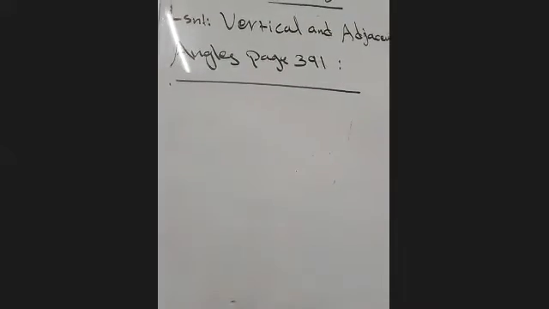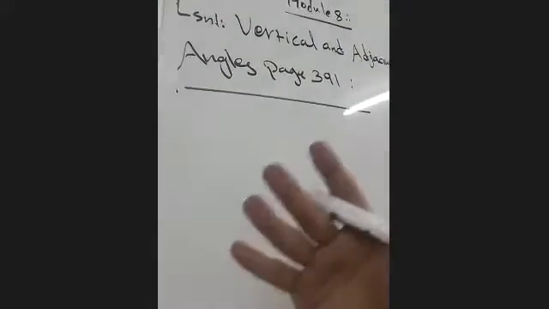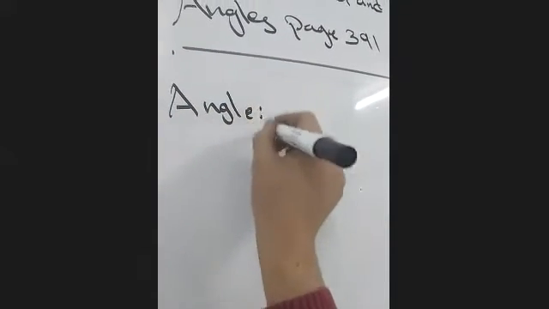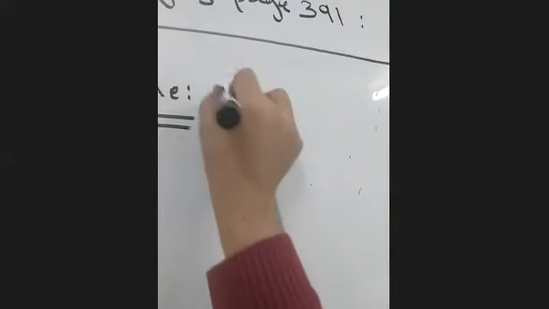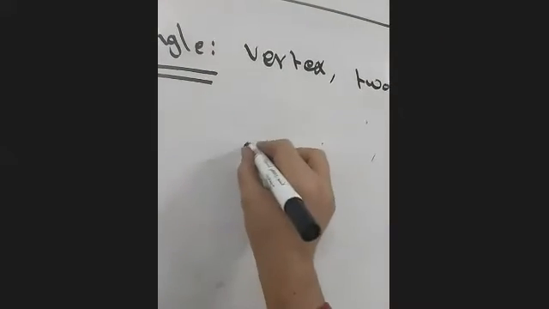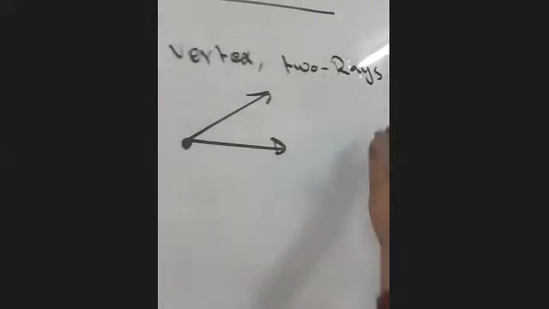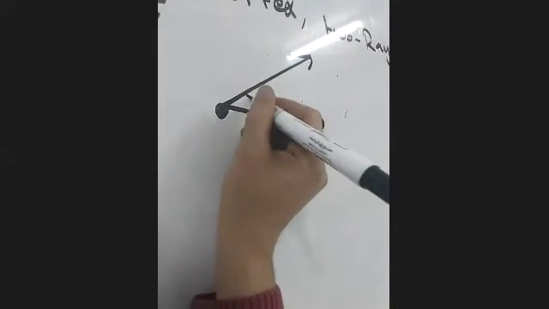Now, what is the angle? Before I start with vertical and adjacent, you took angles before. Let's remember, what is the angle? Angle contains 3 parts. The first part, we call it vertex and 2 sides, like this one. Or I will call them 2 rays, not sides. Vertex and 2 rays. This we call it angle.